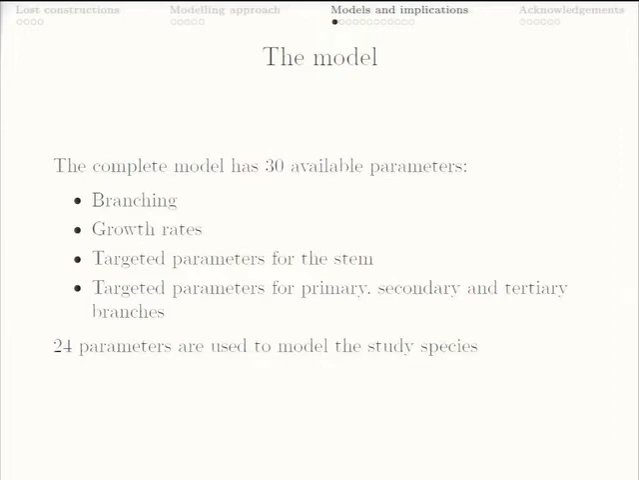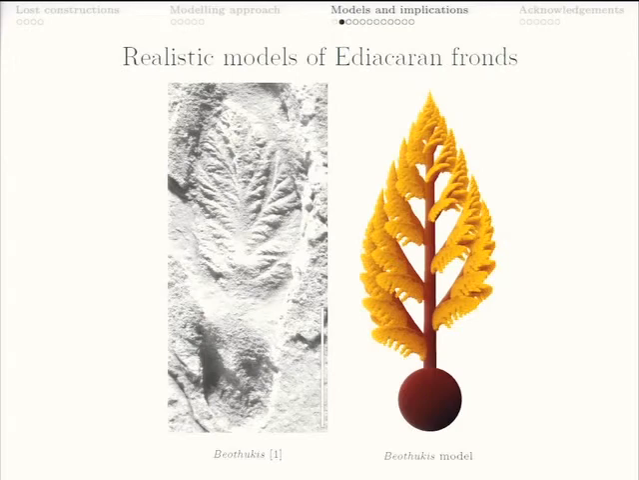Okay, the complete model which I've developed has 30 parameters that describe branching and growth rates, and allow a targeted parameter setting for the stem, the primary, secondary, and tertiary branches. Of these, 24 parameters were required to model the species that I have in the data set that we saw in the first slide.